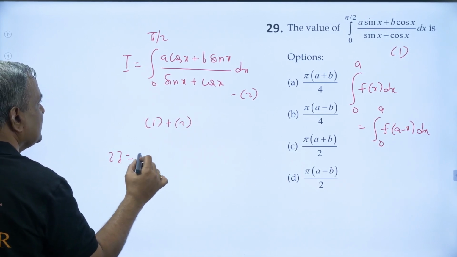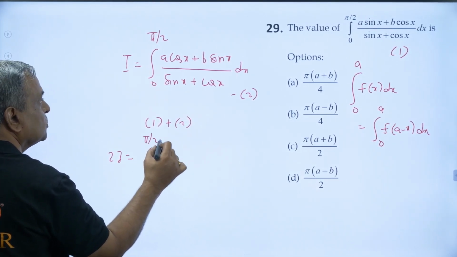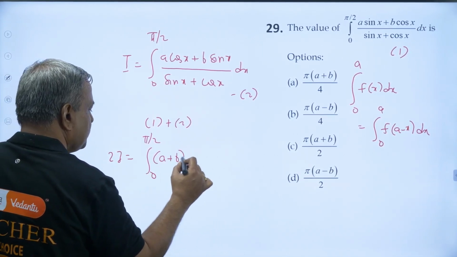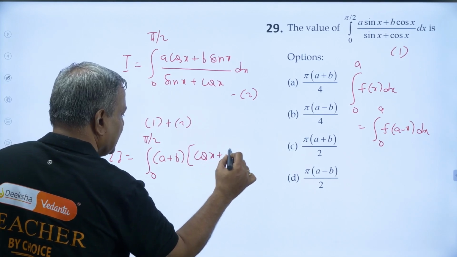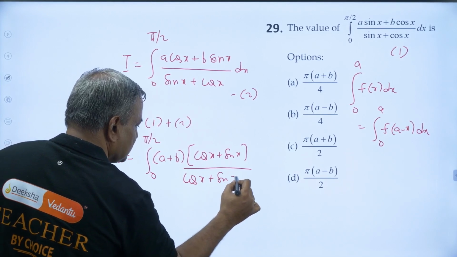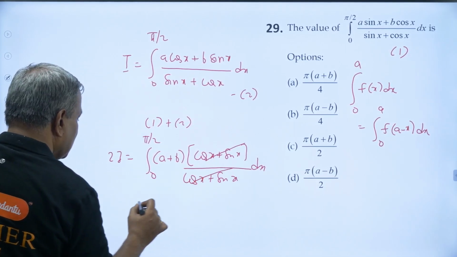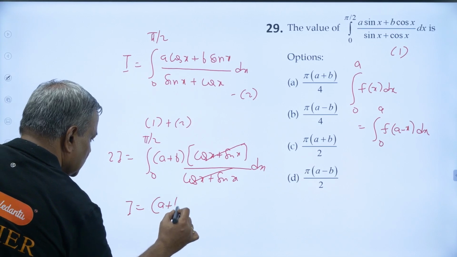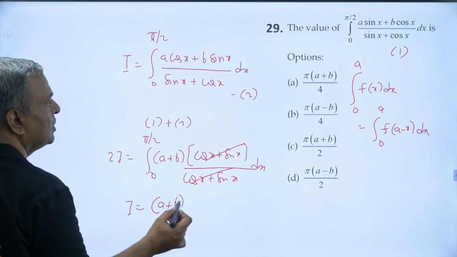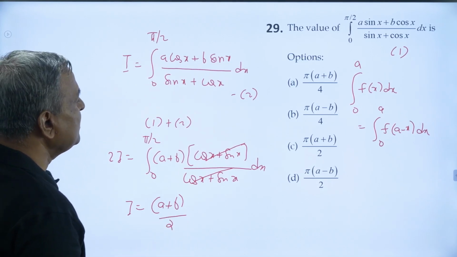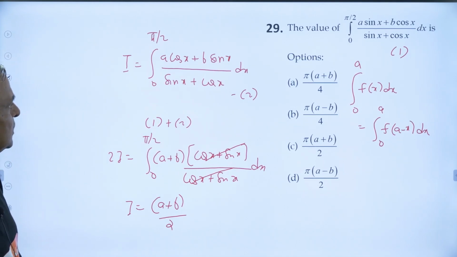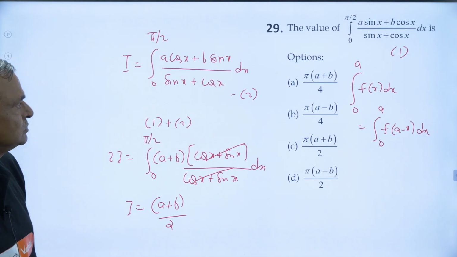So we get 2I is equal to integral from 0 to pi by 2. How much do we get then? Cos x is common. A plus b times cos x plus sin x divided by cos x plus sin x dx. This is also very important. Remember, as a result, I is equal to a plus b by 2. Of course, I forgot, pi won't come anywhere. Why would pi come? No, pi won't come. When you add it up, a plus b by 2 will come.